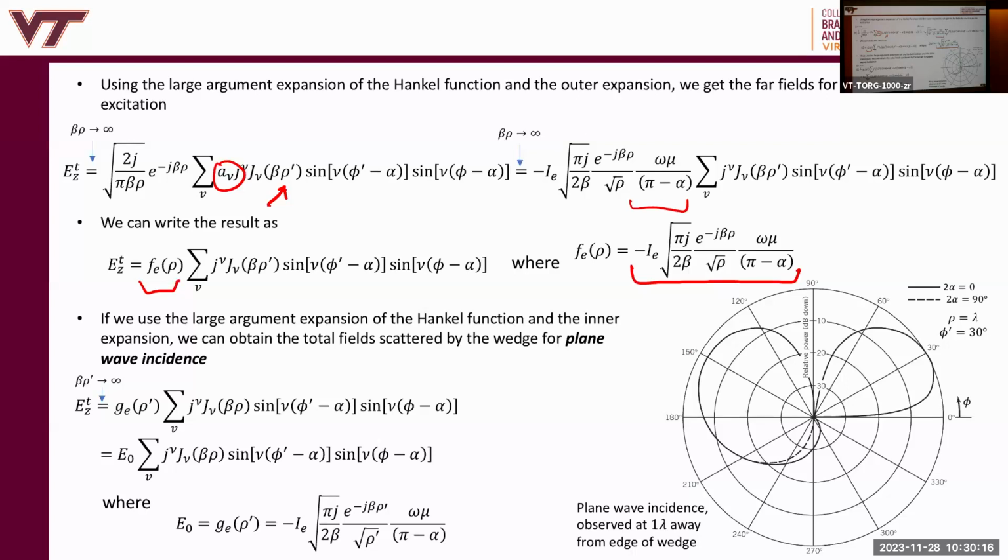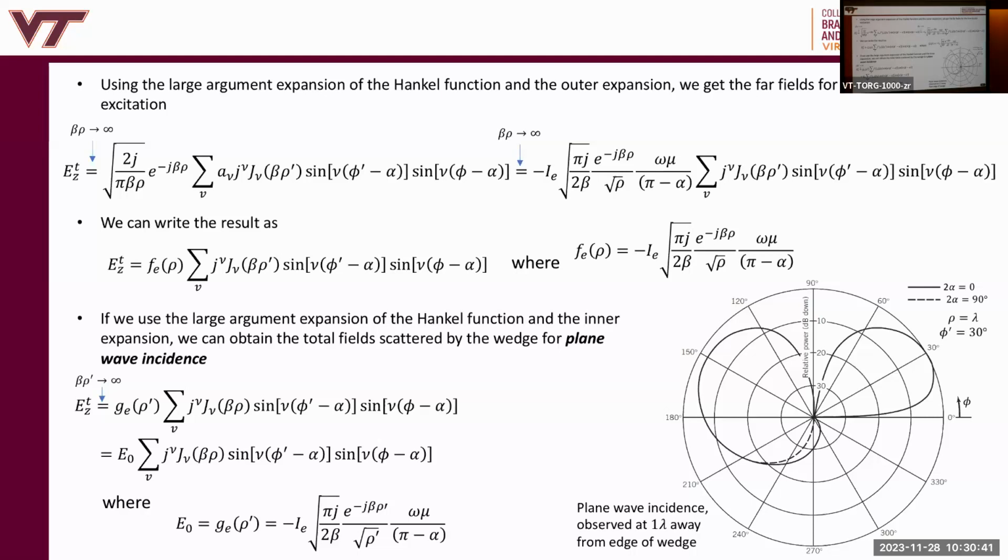So this is just the far field observation of the scattering from the wedge, all right? We get the far fields for the line source. Okay, yeah, sorry. So this is the far field. If you want the far field scattered by the wedge that's excited by a line source that's very near to it, what is the far scattered field? It's this expression. You just take the Hankel function for the observation point, replace it with its large argument expansion.